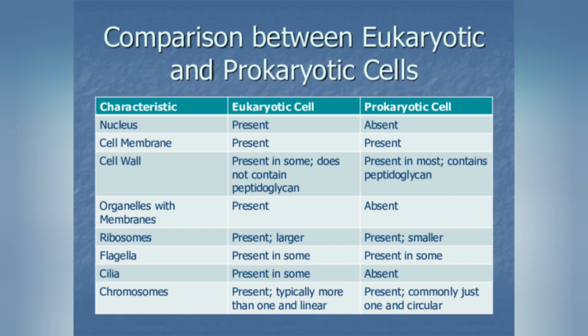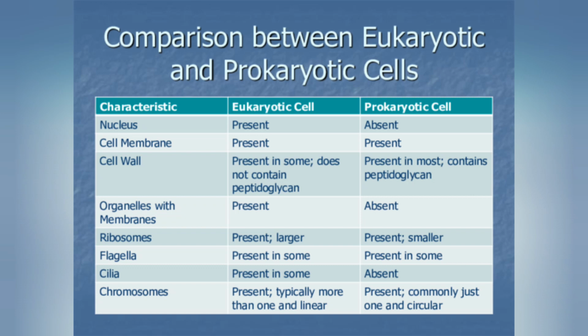Now the membrane-bound organelles, those covered with a membrane, were present in the eukaryotes but absent in the prokaryotes. After this, there are ribosomes. Eukaryotic cells have larger ribosomes, but prokaryotic cells have smaller ones.